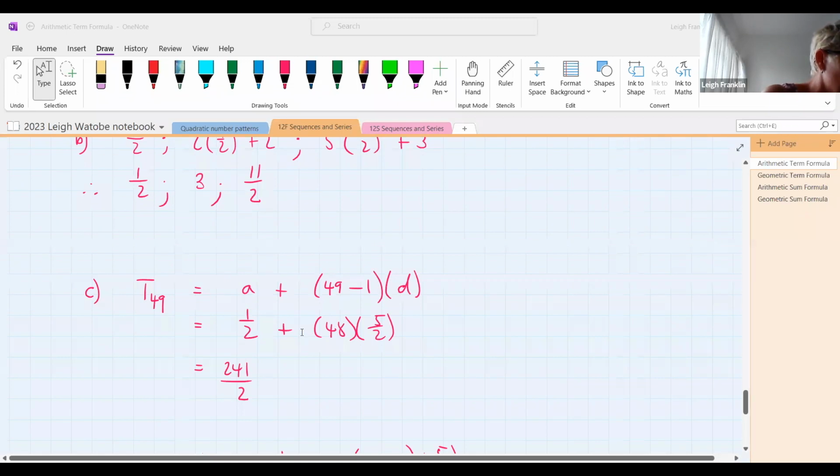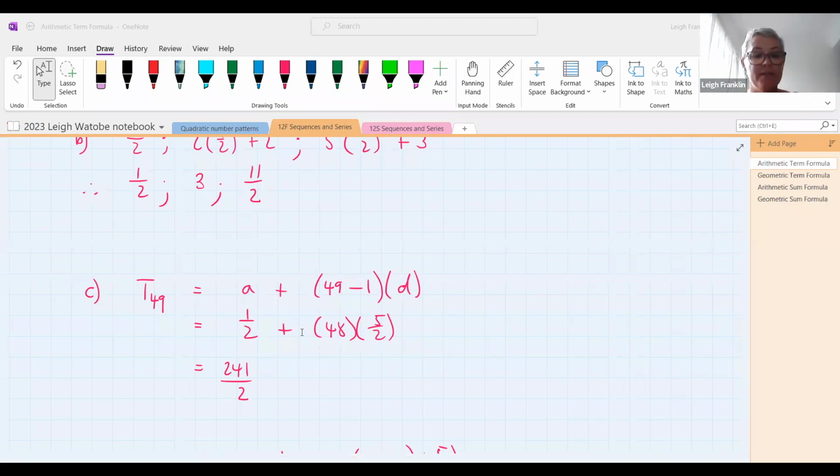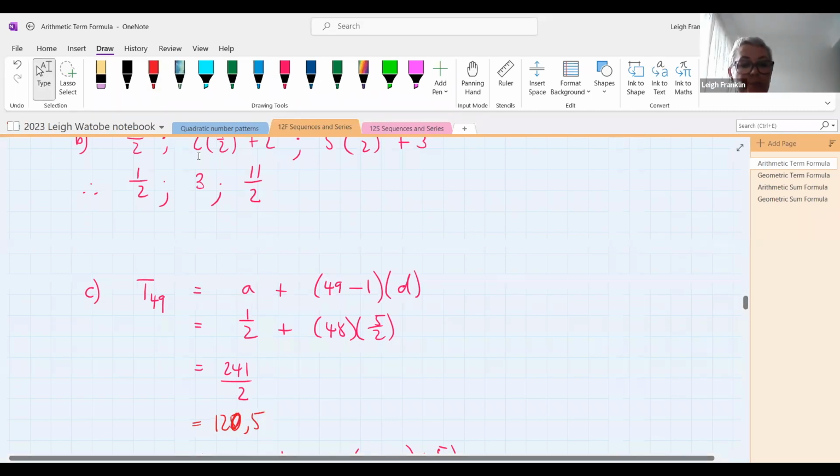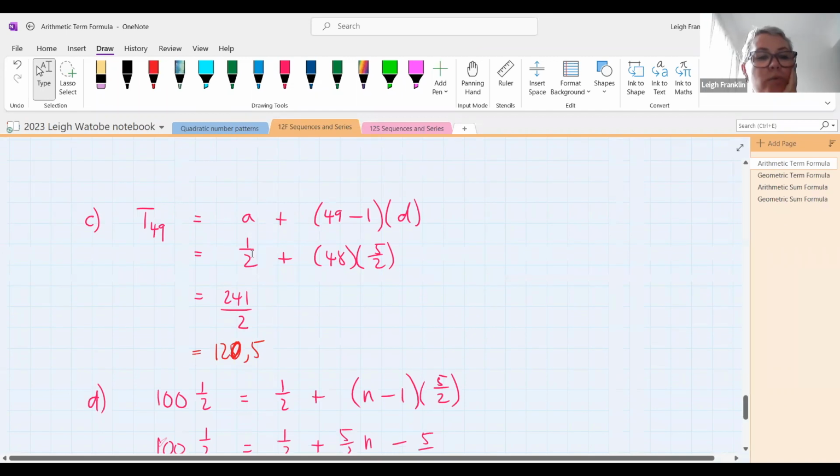So 241 over 2. Sorry, as I said to you, I always leave things as fractions, yeah, so that is correct. That is 120.5. So either answer is 100% fine. Oopsie, 120.5. Cool beans. All right, so now some of you got 60 here. So I'd be interested to know if your A was a half, what was your difference? Because you got 60 as an answer. Can you see your mistake?